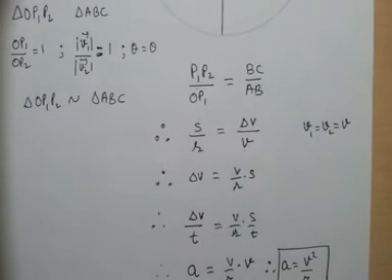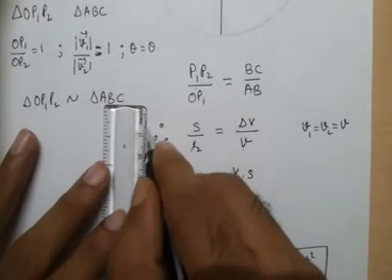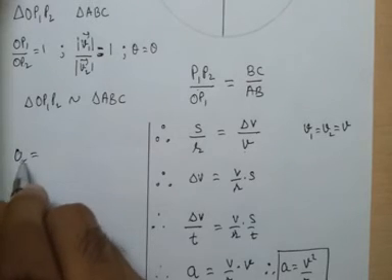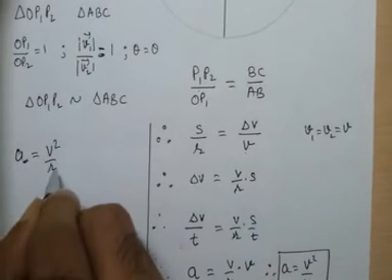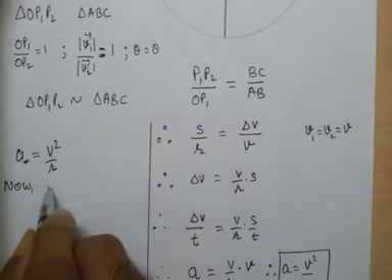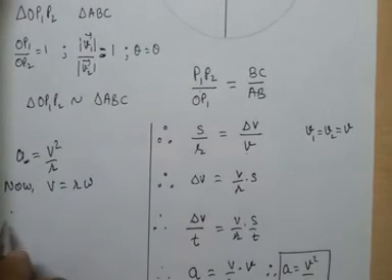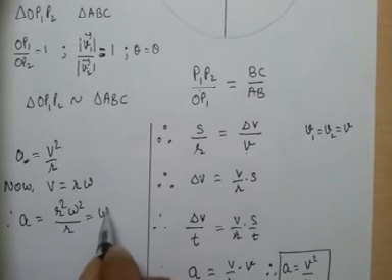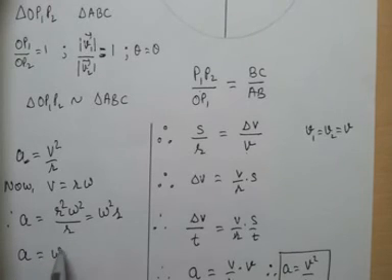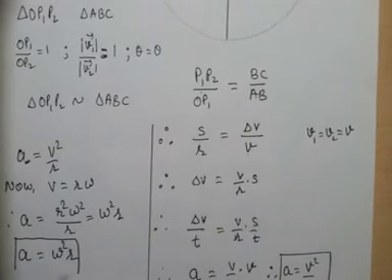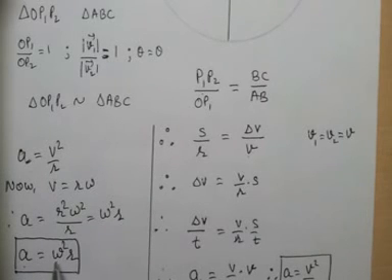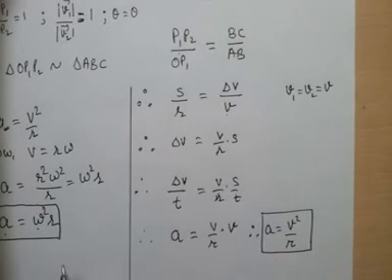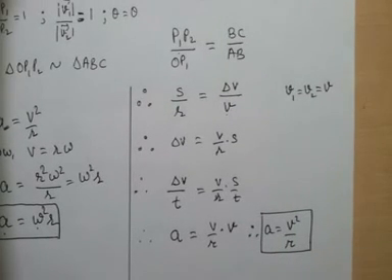Okay, I'll continue with a little bit of math. If I use this formula, A is equal to V square upon R, and V is equal to R omega, therefore A becomes R square omega square by R, and that is omega square R. So that's another formula, A is equal to omega square R. So this is acceleration in terms of angular velocity, and over here we have acceleration in terms of linear velocity. We could use these two formulae to find acceleration.